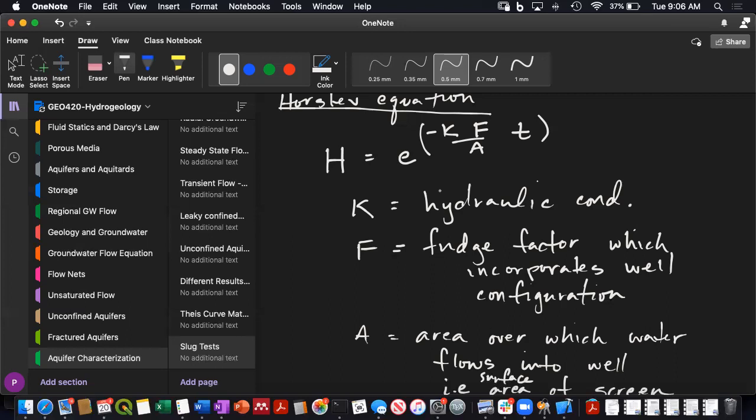And we're running out of time, and I just don't know whether it's worth it. So if we have time on Thursday, we'll talk about it, and we will potentially even run the Bouwer-Rice using the Python utilities, but only if we have time.